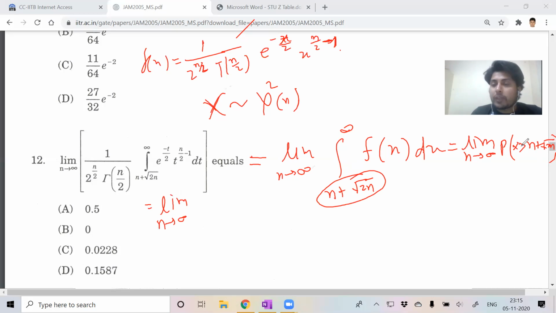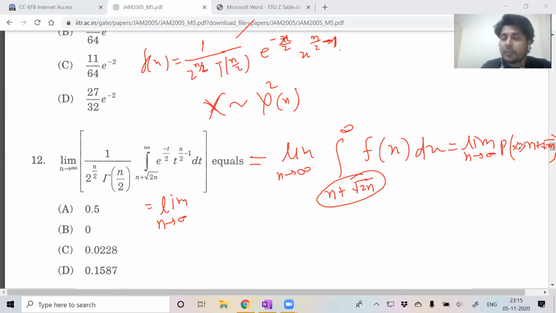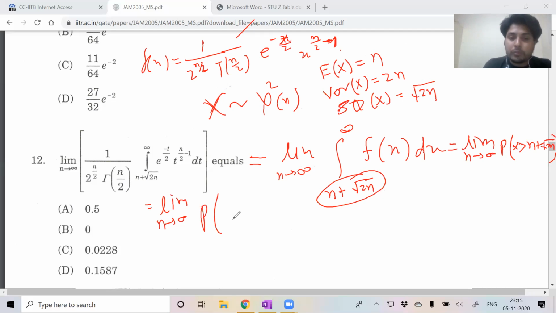So if we can make it standard normal, we can subtract on both sides. If x has a chi-square n distribution, then the expectation, the mean, is n and the variance is 2n. So this we know already. So if x has distribution chi-square n, then mean is n, variance is 2n, so the standard deviation of x will be square root of 2n. So let's make it normal. What we can do is subtract on both sides.